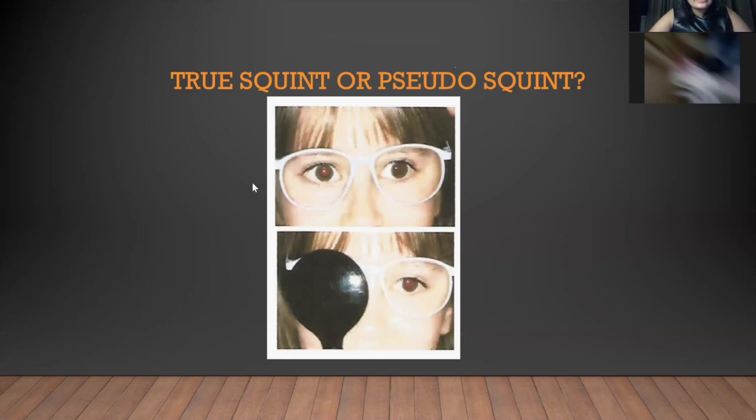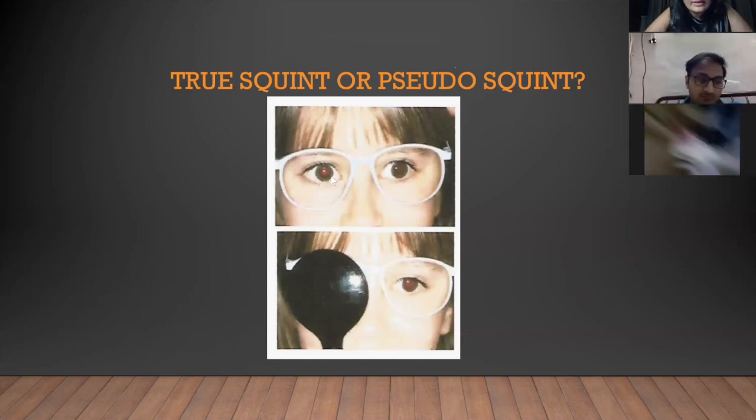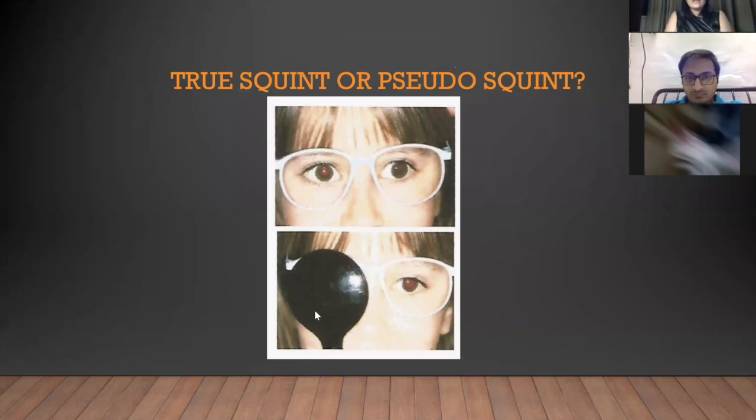I'm just going to quickly ask you all this one question. This is a patient with this kind of a Hirschberg's corneal reflex test, and we occluded the right eye and the left eye stayed in the same position. It never moved. What is this?